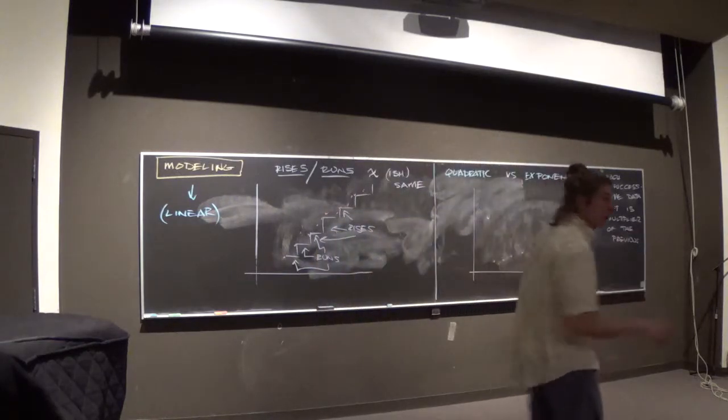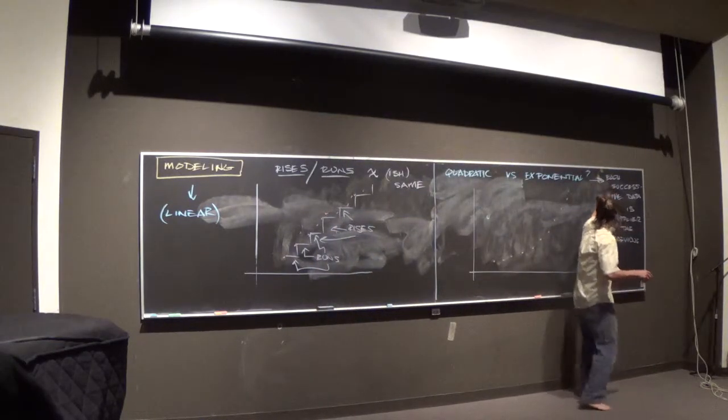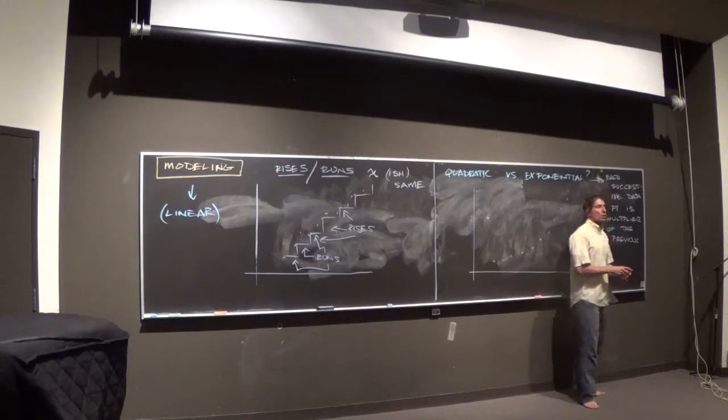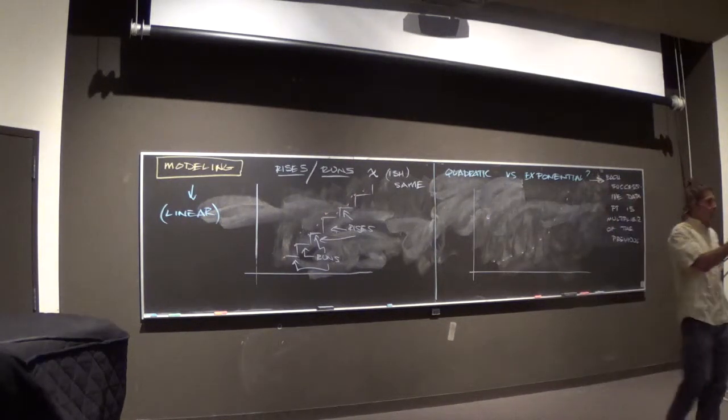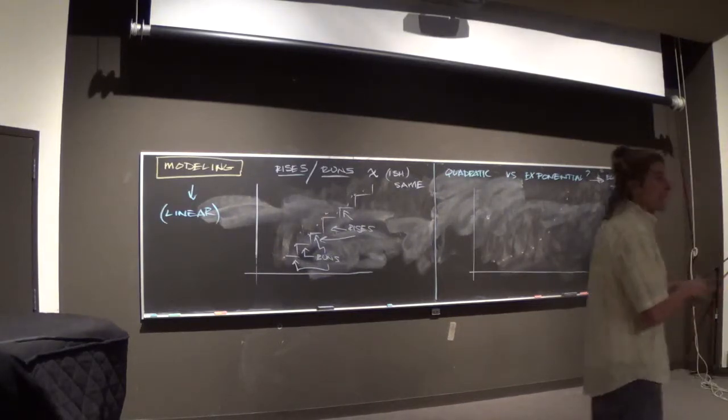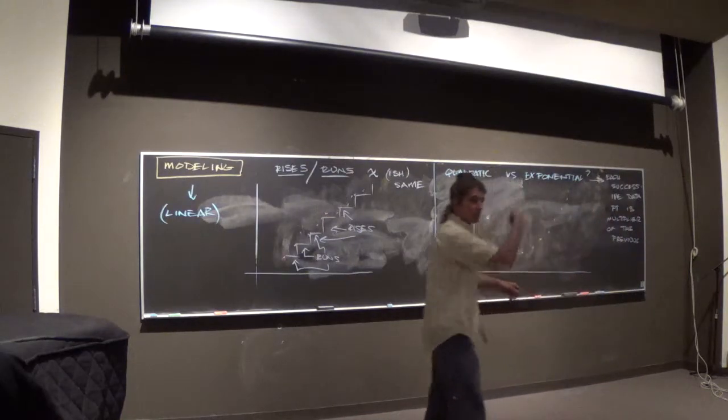I'm sorry, I'm using shorthand here. Each successive data point is a multiplier of the previous one. So if you know the data point before it, the y value before it, you multiply that by some constant to get the next y value. Does that make sense? I'll throw up an example. I won't literally throw it up. We'll put it on the board.